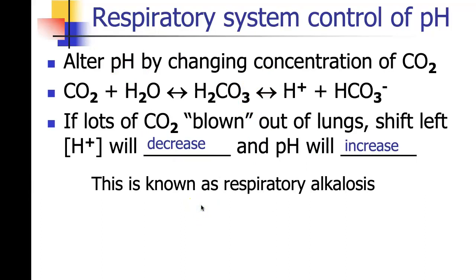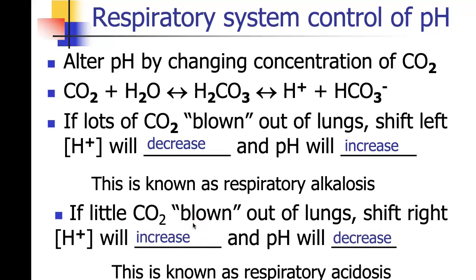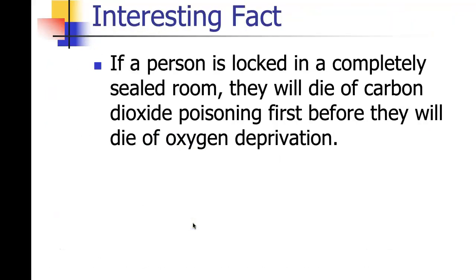This is respiratory alkalosis, an increase in pH in your blood, alkaline, caused by a change in respiration. In the opposite direction, if little CO2 is blown out of the lungs, you get a shift towards the right. Hydrogen ion then will increase and pH will decrease. This is respiratory acidosis. Okay.